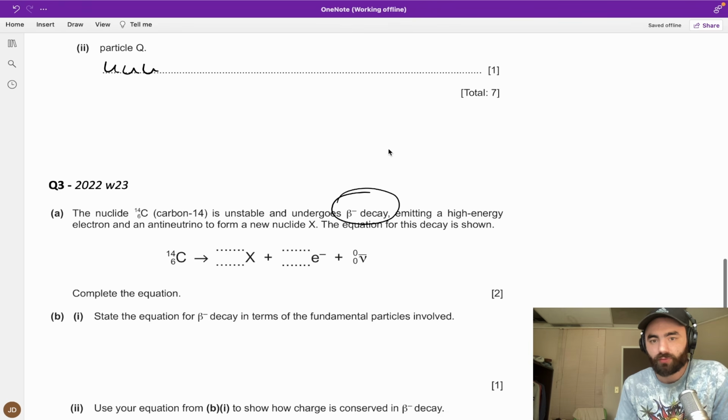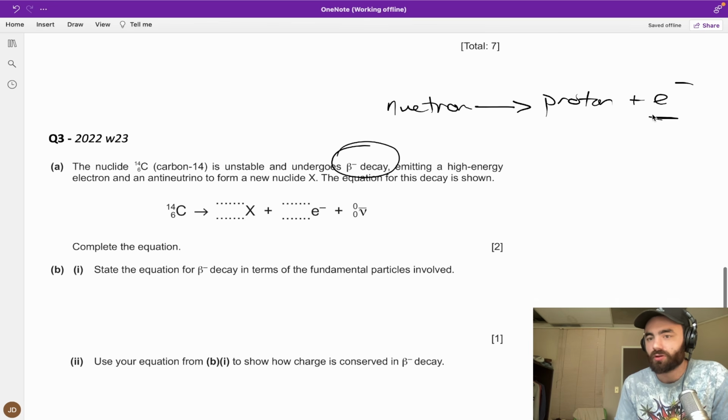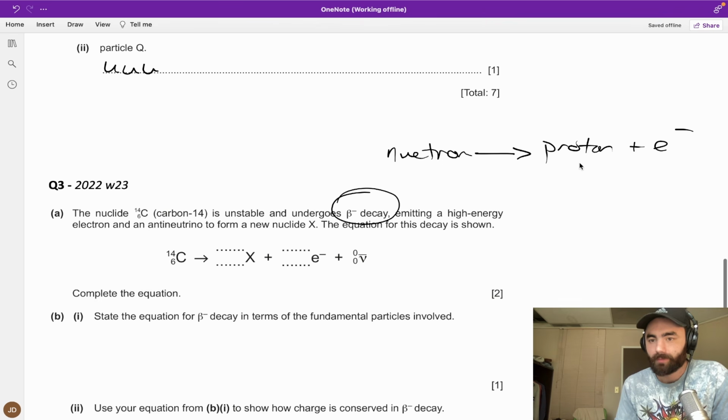So we have a neutron. It's transforming into a proton, it's decaying into a proton, plus an electron. Why plus an electron? Well, because this has 0 charge, right? This has plus e charge, and this has minus e charge. There's a balancing of charge.